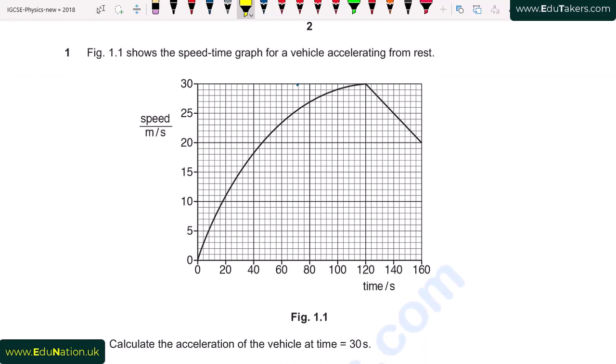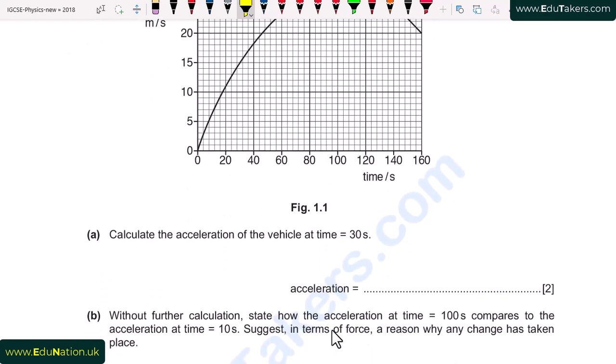Question number 1. Figure 1.1 shows the speed-time graph for a vehicle accelerating from rest. So the vehicle is accelerating from rest. It means that its initial velocity is equal to 0 and then its speed goes on increasing with time. Part A. Calculate the acceleration of the vehicle at time t equal to 30 seconds. Here we have to find the acceleration of the vehicle.